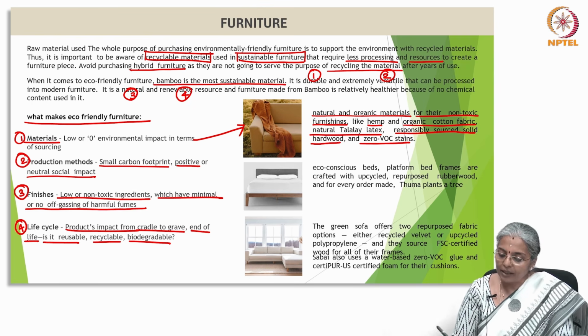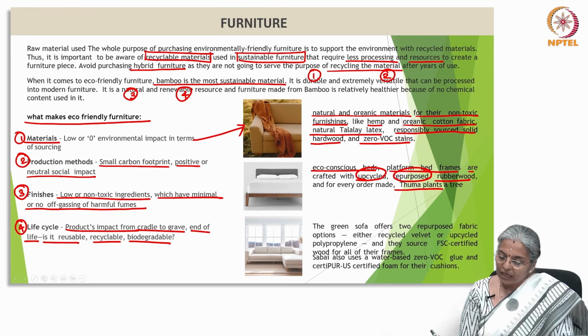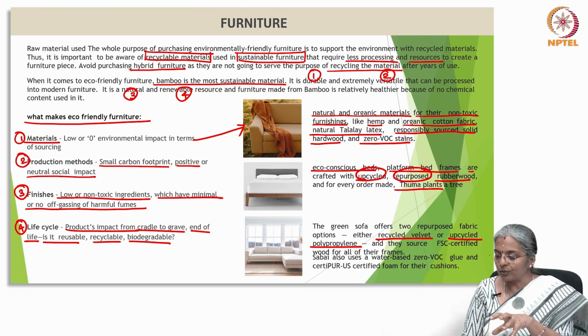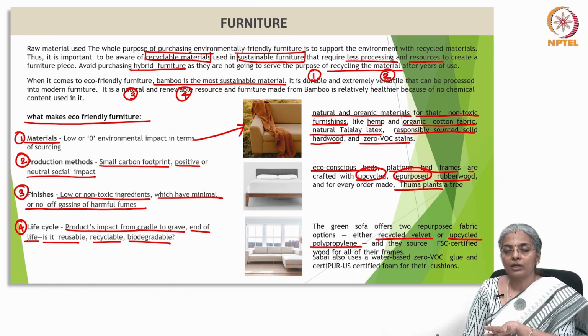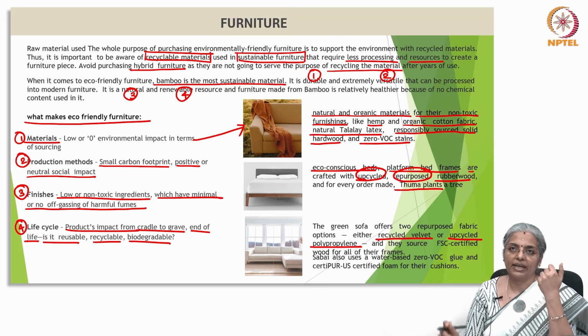We can also look at eco-conscious beds, platform bed frames that are crafted with upcycled and repurposed wood, and also lots of Tuma plants, which is a tree. A green sofa offers two repurposed fabric options, either recycled velvet or upcycled polypropylene. And you should try to use as much recycled products in your furniture as possible, and also environmentally positive or environmentally soothing materials which do not contribute to GHG.